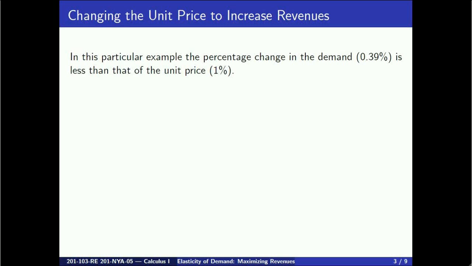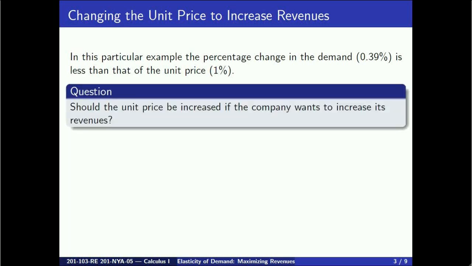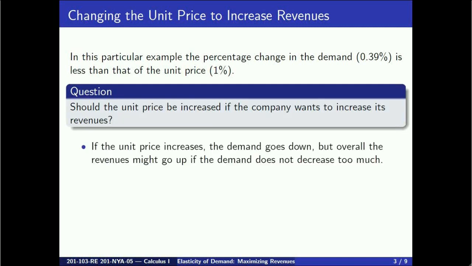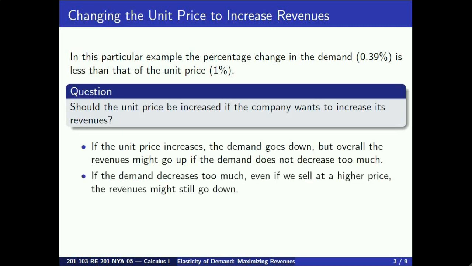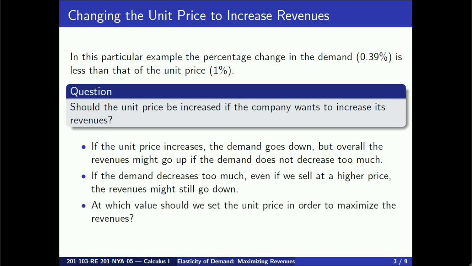Because we are not losing too many clients by increasing the unit price, it is worth asking whether it is worth increasing the unit price slightly in order to increase the revenues. The idea here is that the revenues might go up if the demand does not decrease too much. How much is too much is what we need to figure out. Because if the demand decreases too much, even if we sell at a higher price, the revenues might still go down. So the big question is, at which value should we set the unit price in order to maximize the revenues?